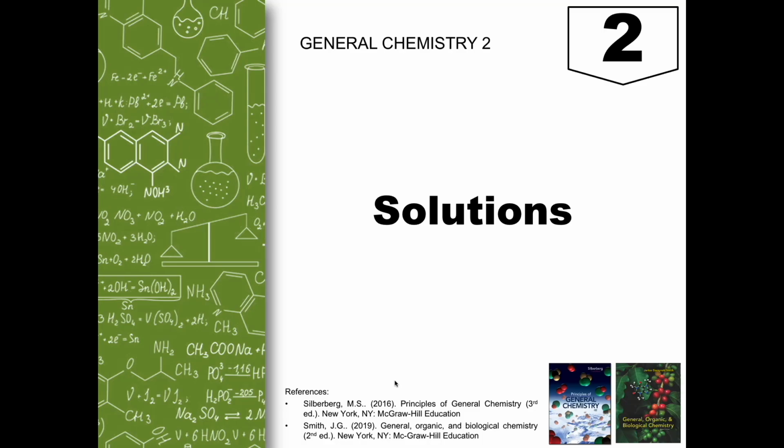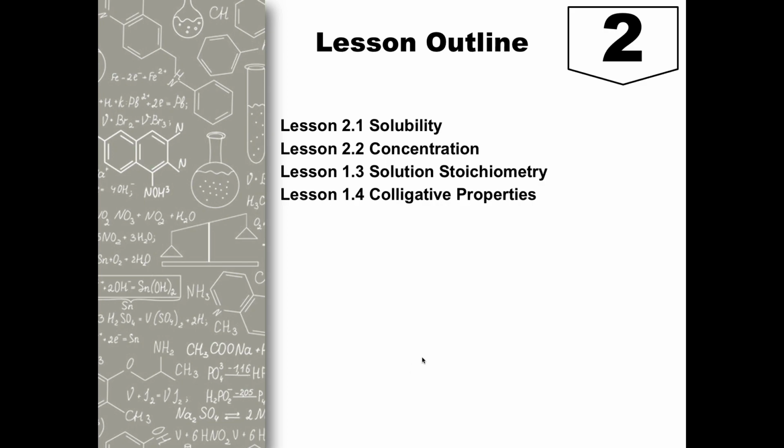Hello and welcome to another discussion series in General Chemistry 2. For the past topics, our discussions focused primarily on pure substances, elements, covalent compounds, and ionic compounds. However, most of the matter with which we come into contact is a mixture. In this series, we will be focusing on solutions, which are homogeneous mixtures of two or more substances. So we will be discussing the following: solubility, concentration, solution stoichiometry, and colligative properties.